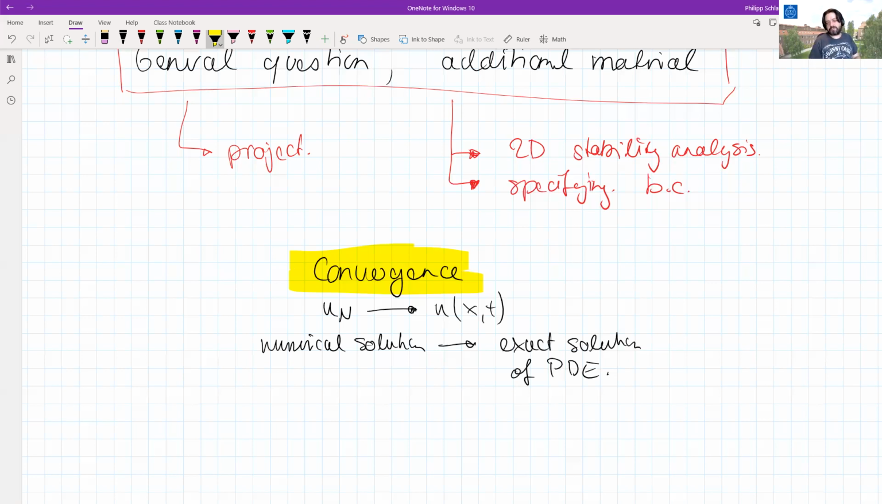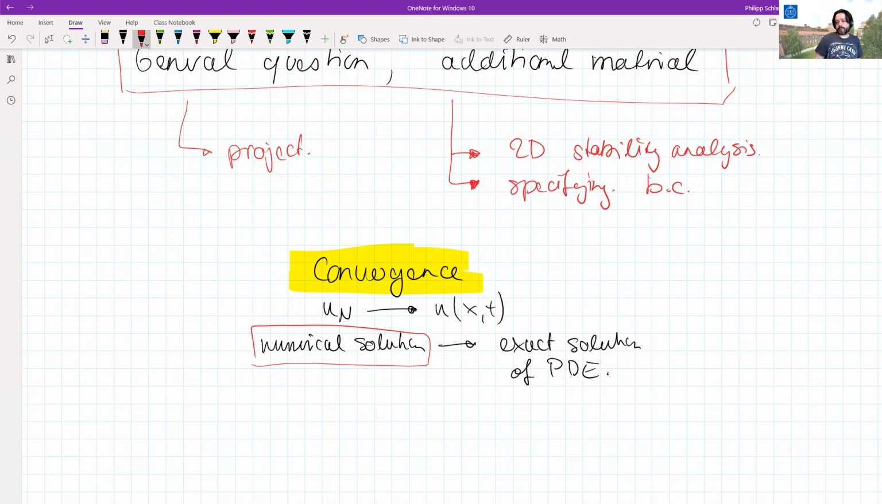But unfortunately, that's not always possible, in particular when things become nonlinear, as the Navier-Stokes equations are nonlinear, then I need to use numerical schemes. So I have a numerical solution, which I would like to be convergent towards this exact solution.